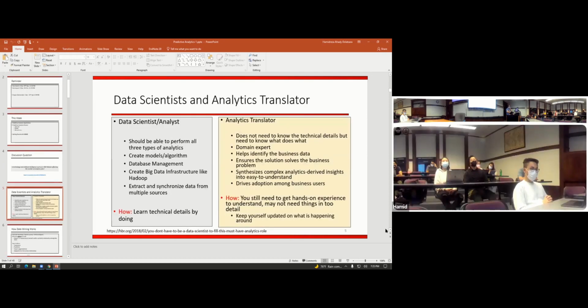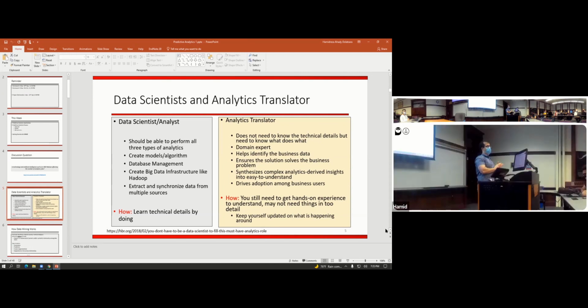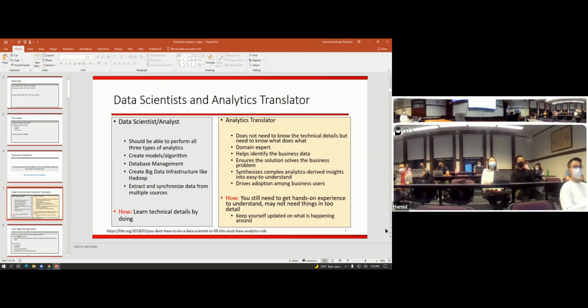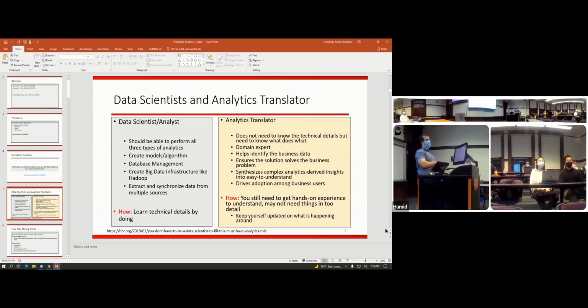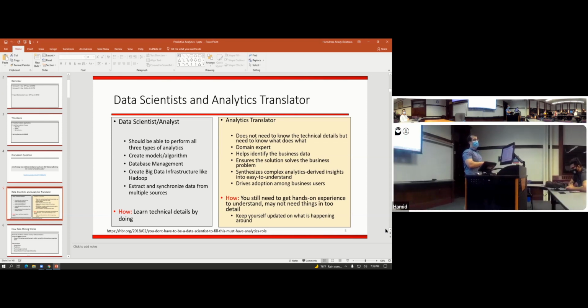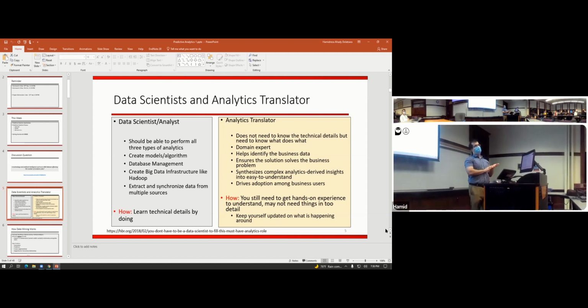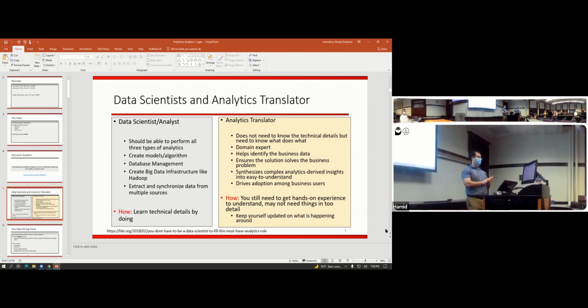Okay, so basically we have two major groups of data scientists or analysts or analytics translators. One group focuses on techniques and how to discover data, and the other group mainly focuses on how to use the data. Let's say somebody from finance or marketing can communicate with people who are analysts, so they can do a group project.